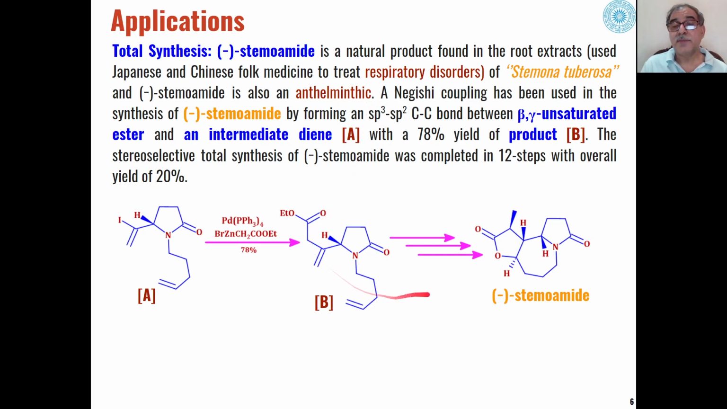Here, one of the steps in the synthesis of this stemoimide is this reaction where a beta-gamma unsaturated ester, this zinc bromoethyl acetate, is reacted with an intermediate diene like this. So this iodine reacts with this ester, and we will get this type of beta-gamma unsaturated ester as the product in 78% yield. Again the reaction takes place under Negishi conditions, and after a few steps this can be converted into stemoimide. In fact, after this we need 12 more steps for the overall production of this compound in 20%.